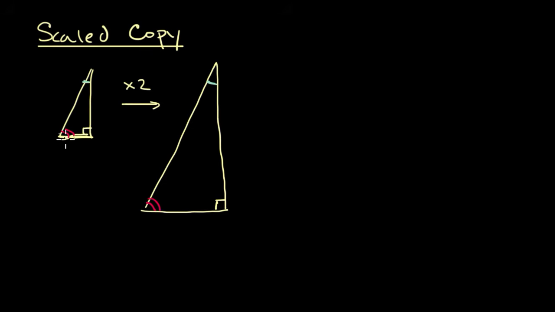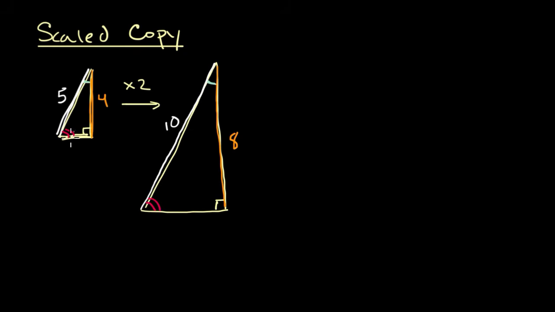So for example, this side right over here, if this one is 5, this one over here is going to be 10. If this height right over here is 4, then this height right over here is going to be 8. We have the same ratio. We go from this one to that one, we're multiplying by 2. Now, it's very important that we are dealing with the corresponding side ratios and corresponding angles.